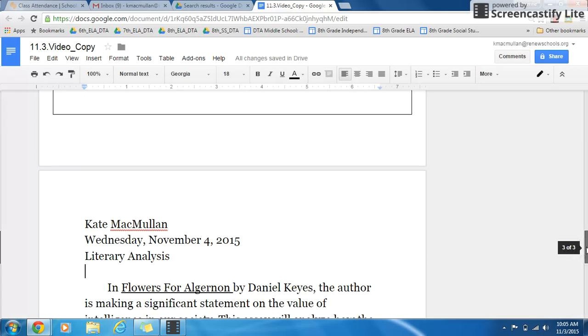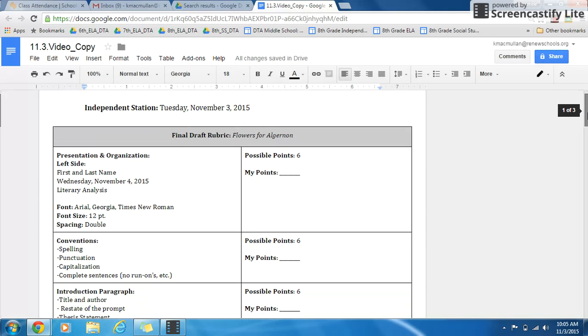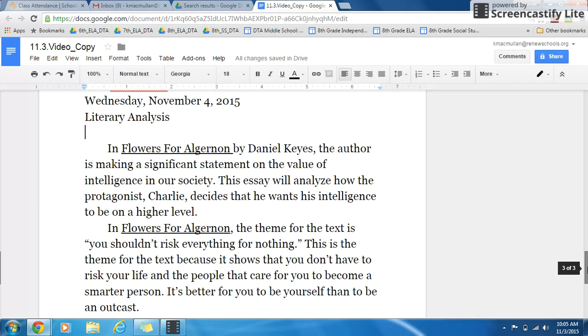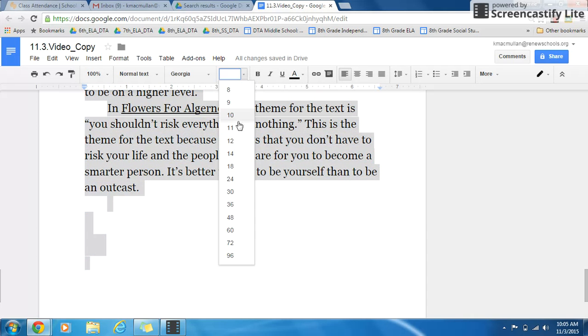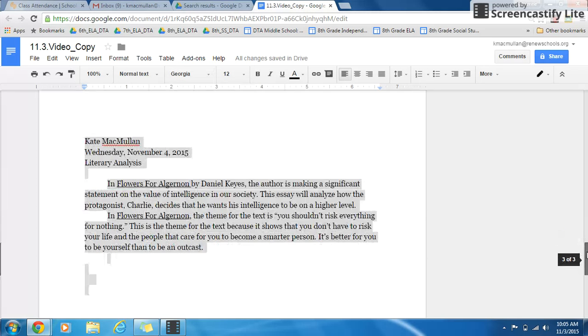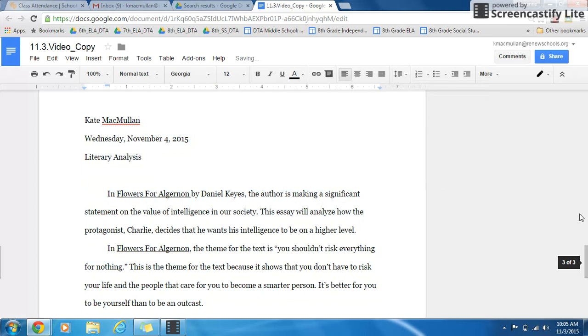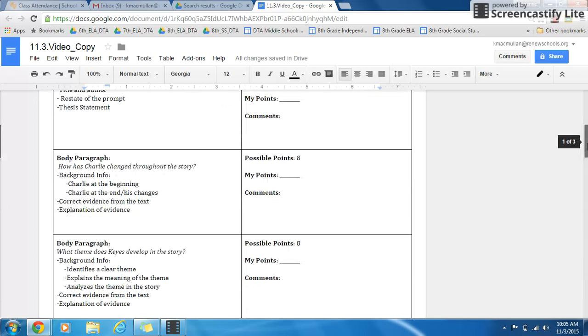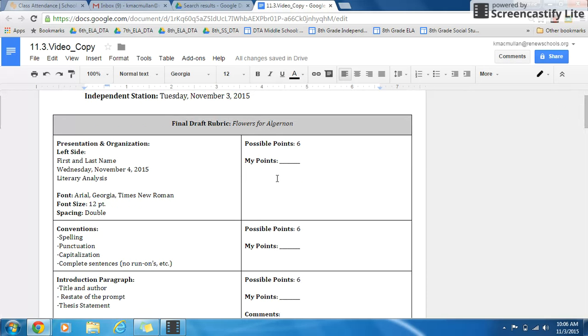And then the other part of our rubric asks that your font is Arial, Georgia, or Times New Roman in a 12-point and double-spaced. So the way to do that is to highlight all of your text. It's already in Georgia. Put it in 12. You could have it in Georgia, Times New Roman, Cambria, any of the ones that are easy to read. And then the other thing you need to do is double space it. So you come over here and click double. So this is how your paper should look. So if this is what was presented to me, that would be all 6 points. That's a really easy 6 points on the rubric.